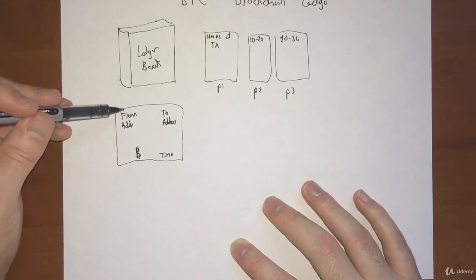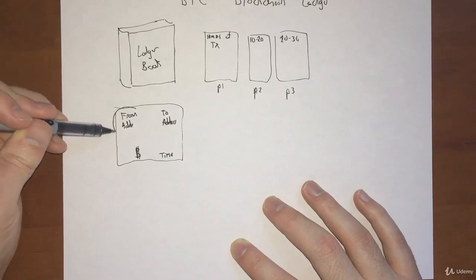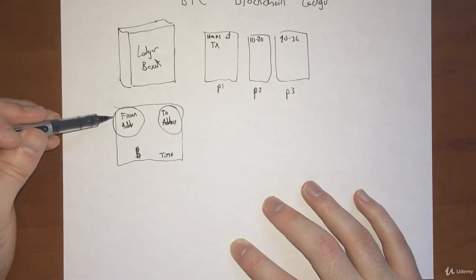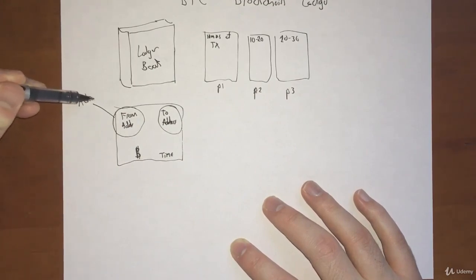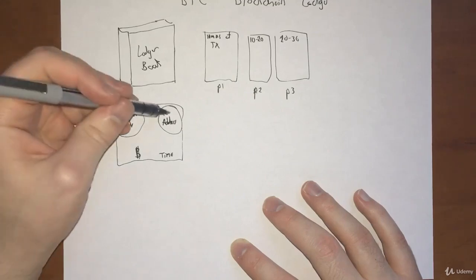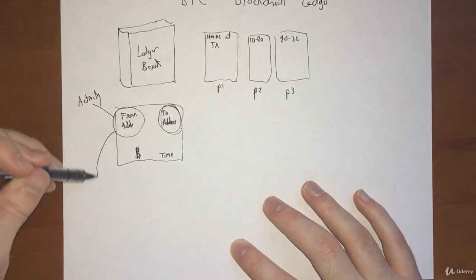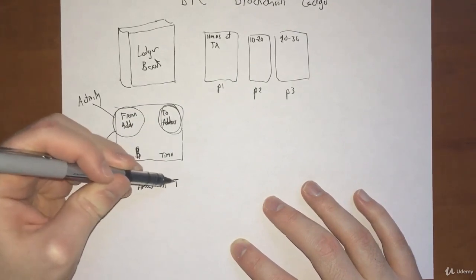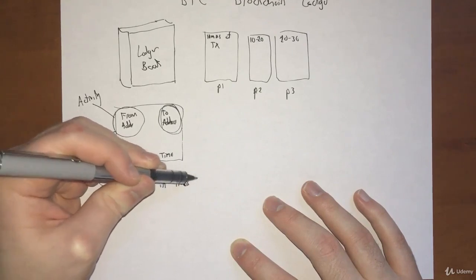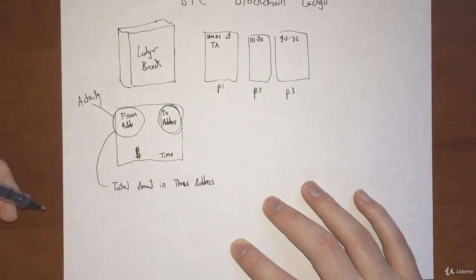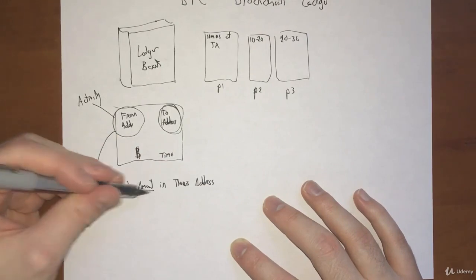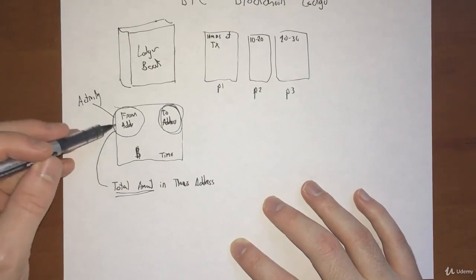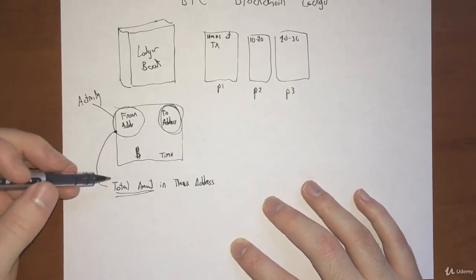People can look up what else has this person done? So they can see all other activity done by this address. They can also see the total amount in this address. So there's websites that actually show who are the wealthiest addresses on Bitcoin.